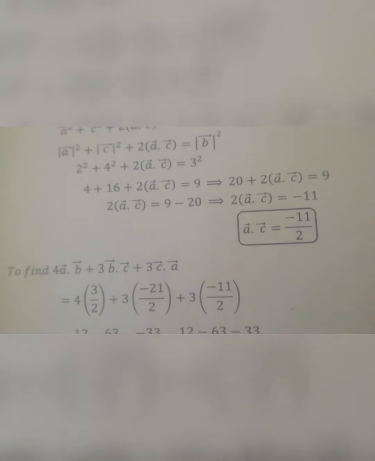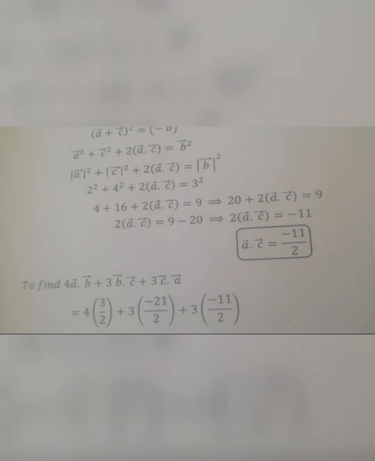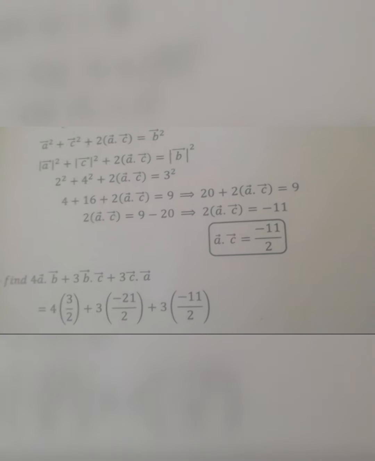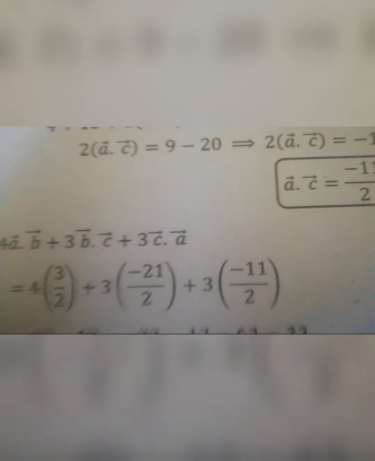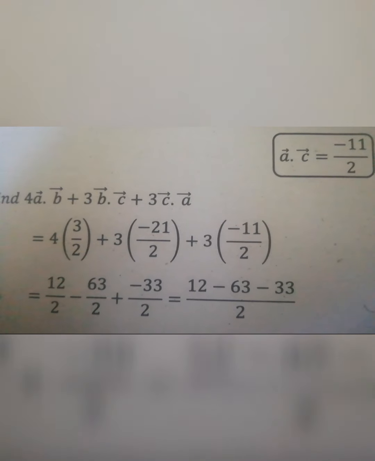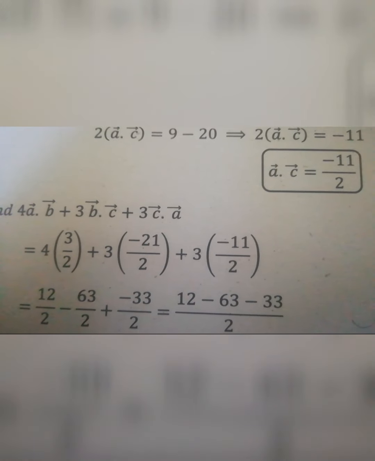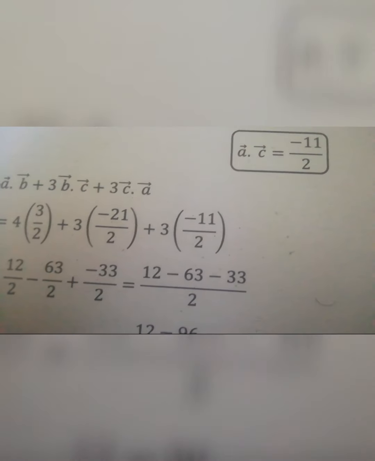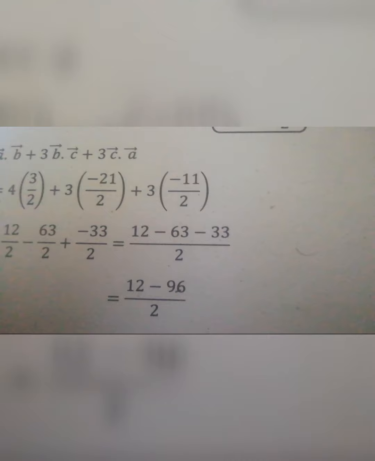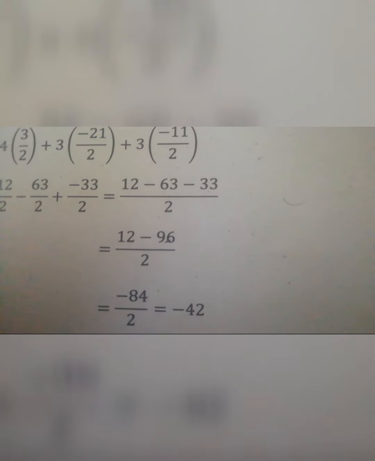Now we can substitute. They are asking what's the value of 4 into A dot B plus 3 into B dot C plus 3 into C dot A. So substitute each value. 4 into 3 by 2, 3 into minus 21 by 2, 3 into minus 11 by 2. So 12 by 2 minus 63 by 2 minus 33 by 2. So 12 minus 63 minus 33, that is 12 minus 96 by 2. So minus 84 by 2, minus 42.